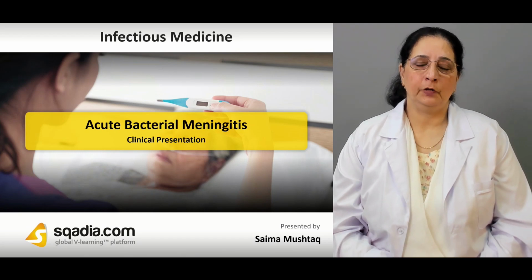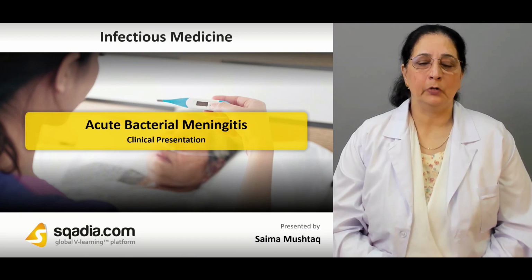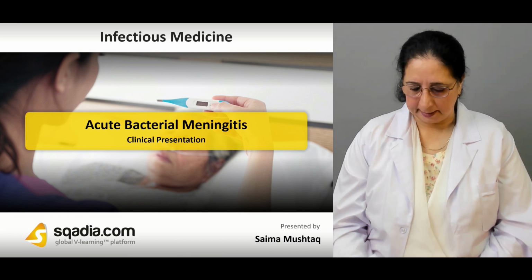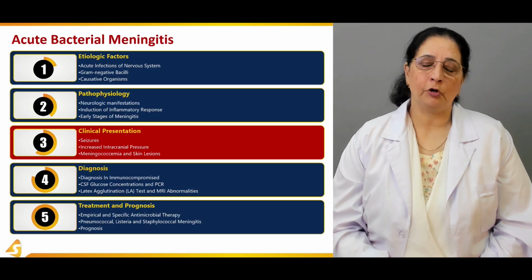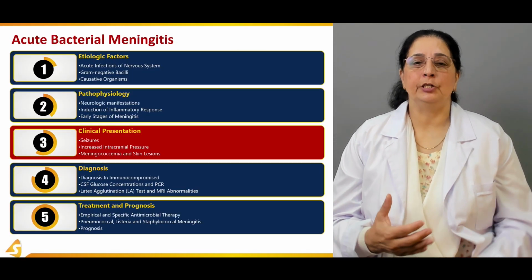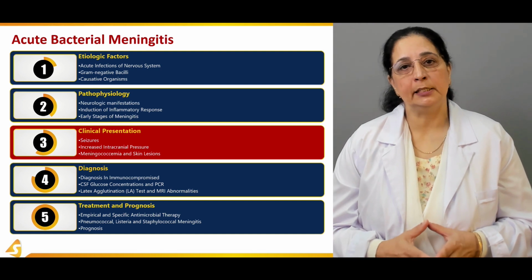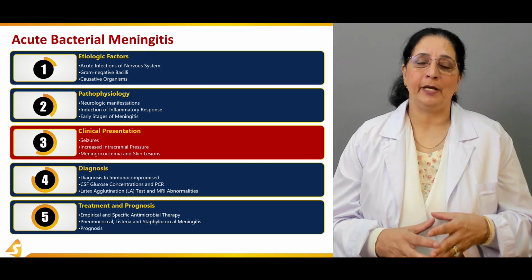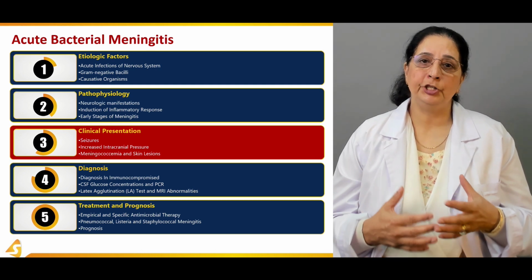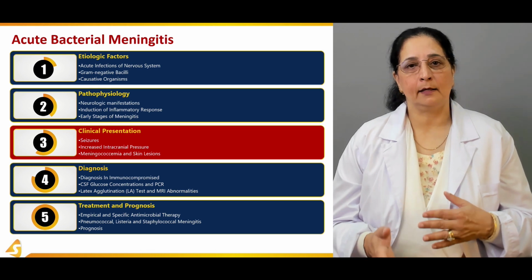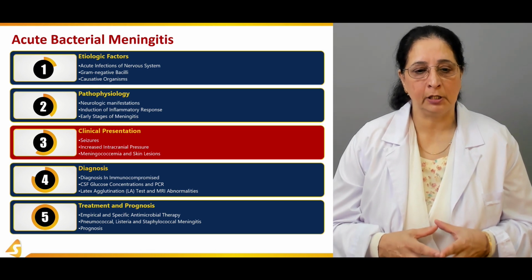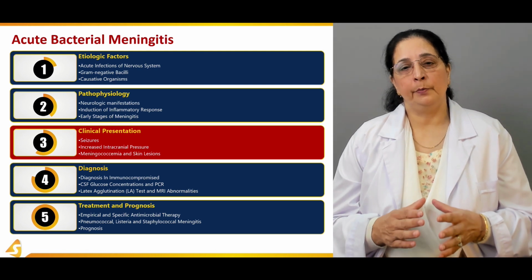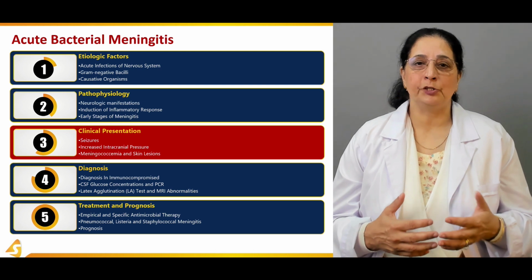In the third section of our lecture, now we will talk about the clinical presentations of acute bacterial meningitis. In this section, we will talk about some common presentations of bacterial meningitis, including the seizures. Once the infection reaches the brain or nervous system, seizures are common and can occur as a result of that infection. Then also there is increased intracranial pressure.